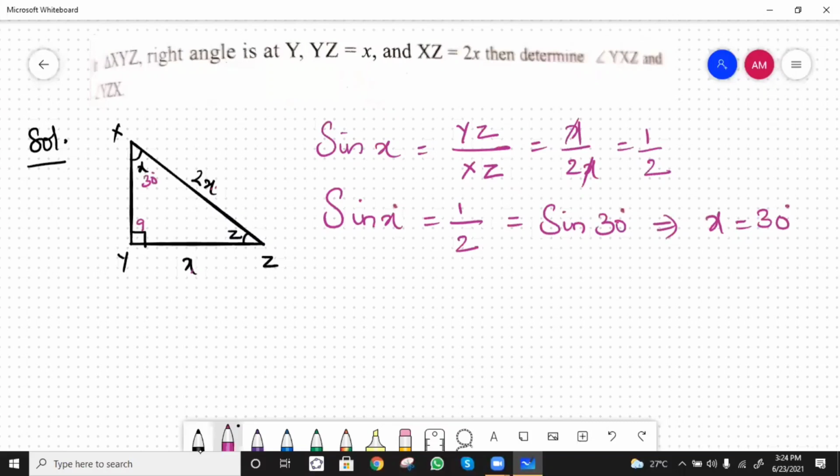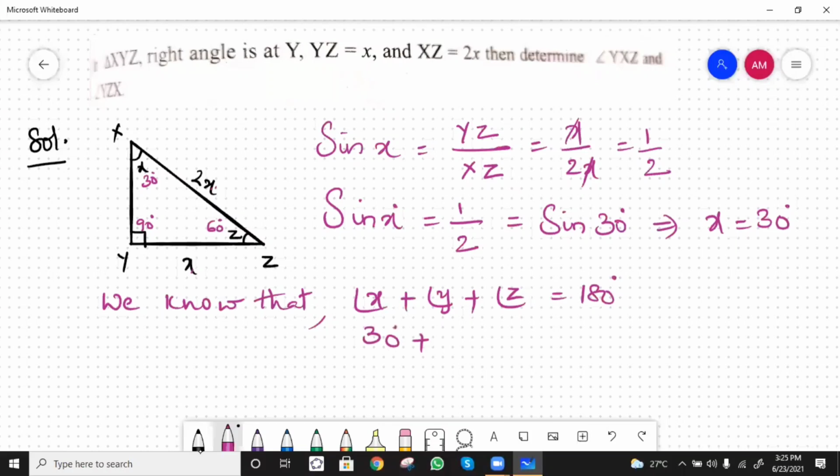This we know it is 90. What will Z be? 60 degrees. How did we get that? We know that the sum of all angles in a triangle is 180 degrees. Angle X plus angle Y plus angle Z is equal to 180. X is 30, Y is 90, and we have to find Z. So angle Z is equal to 180 minus 90 minus 30, which is 60 degrees.